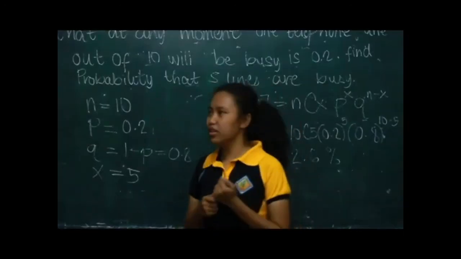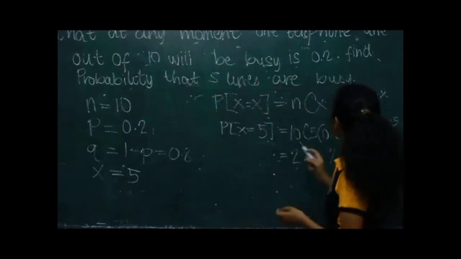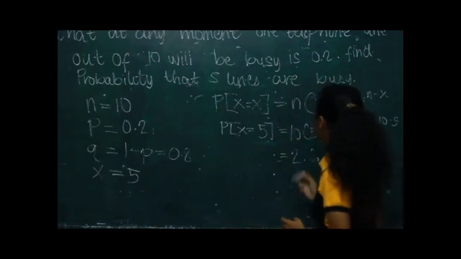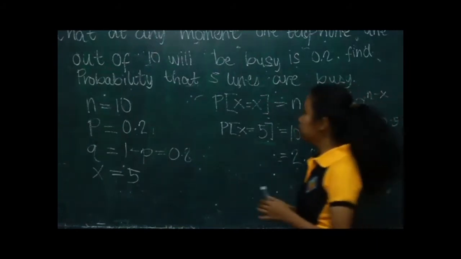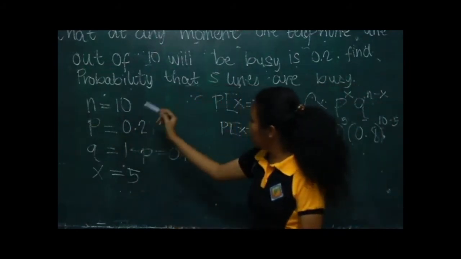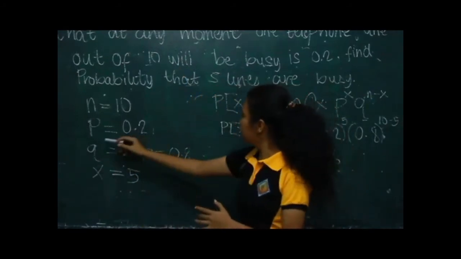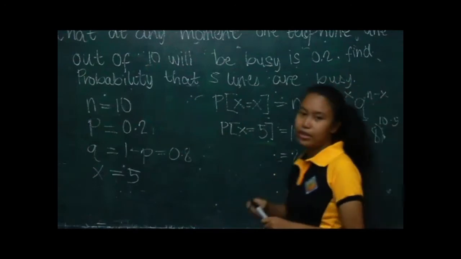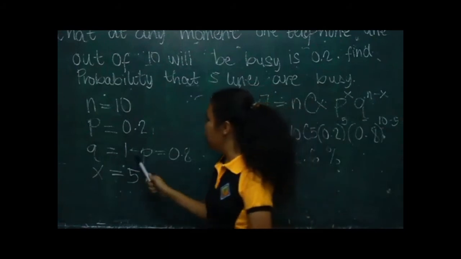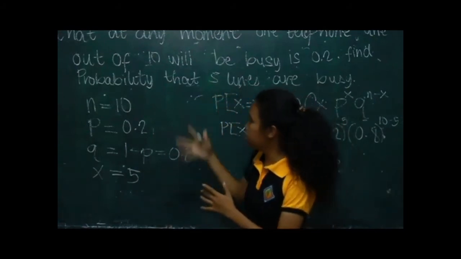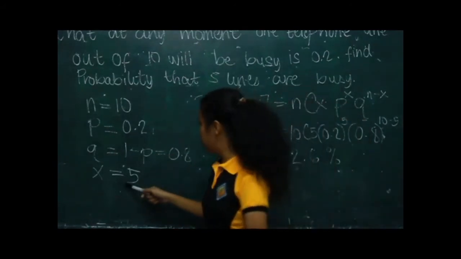So here's another example of a binomial distribution. The probability that at any moment, one telephone line out of 10 will be busy is 0.2. Find the probability that 5 lines are busy. Given n equal to 10, the probability of success p equal to 0.2, and q, the probability of failure, equal to 1 minus p, which is 0.8, and x is equal to 5.